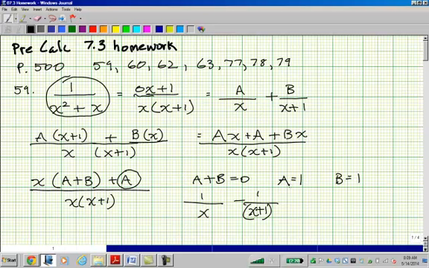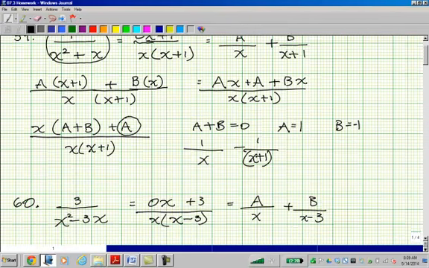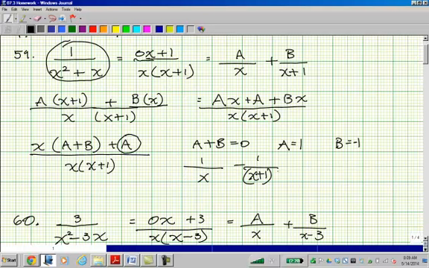We then solve the system of equations, and we get a equals 1, then b equals negative 1, because 1 minus 1 equals 0. And the two fractions we're left with are 1 over x minus 1 over x plus 1. Now, to make sure that we did this right, let's just check it real quick. So we'll cross multiply to make one fraction. So we'll have x plus 1 minus x over x times x plus 1, and that equals 1 over x times x plus 1.